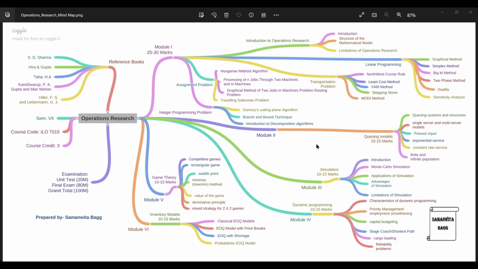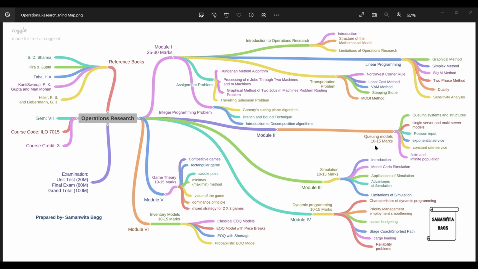Next is module 2. The topic of module 2 is queuing models. These are the various topics, or you can say the types of numericals that are possible. First is the discussion about queuing systems and structures. The next topic is single server and multiple server models. Then you have the topic of Poisson input. There is something called exponential service, constant rate service, infinite and finite population. So these are the topics which are to be understood, and there will be numericals based on these topics.